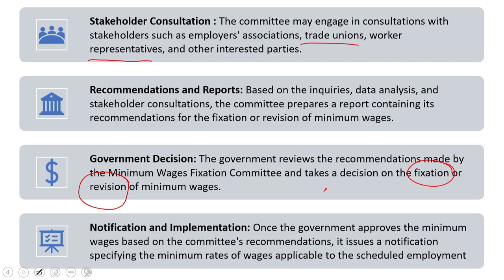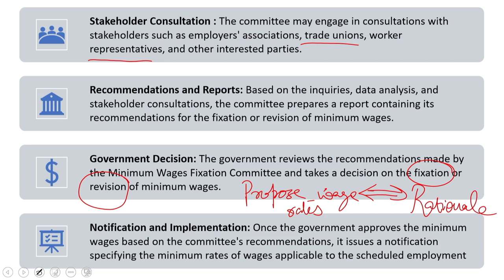Now, this is something which is critical. When you look into most government decisions, you do not just propose, in this case, wage rates. You also have to give the proper justification or the rationale behind the recommendation. This is vital when it comes to government decisions, especially recommendations and reports. They will have to have a certain rationale when the committee is proposing recommendations with respect to the inquiries and data analysis that are done. So the report may outline the proposed wages, the rationale, and any additional provisions or considerations relevant to the scheduled employment.